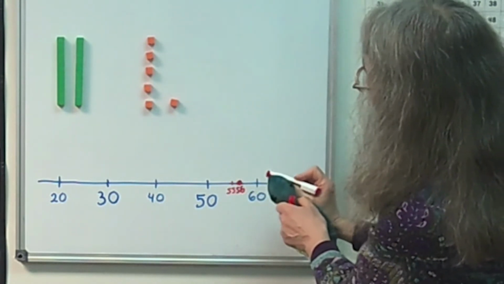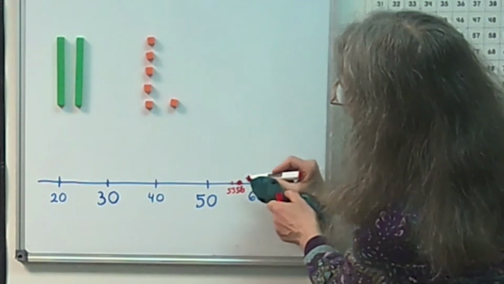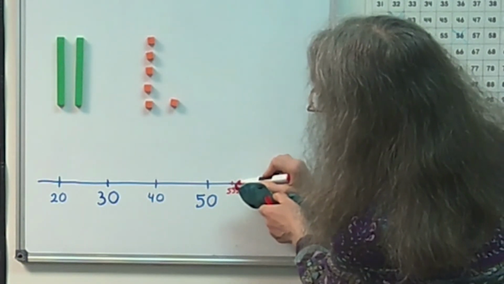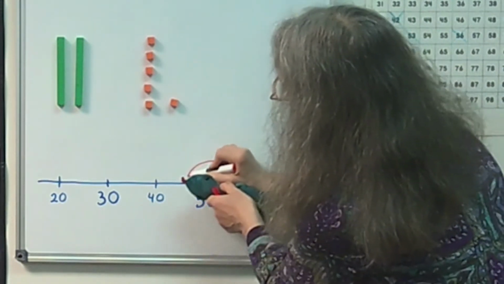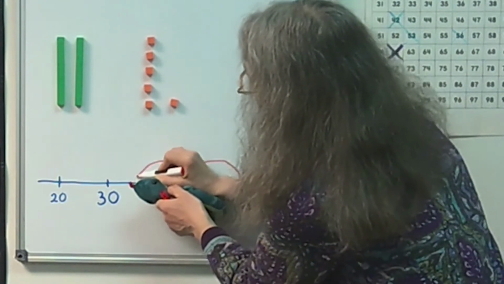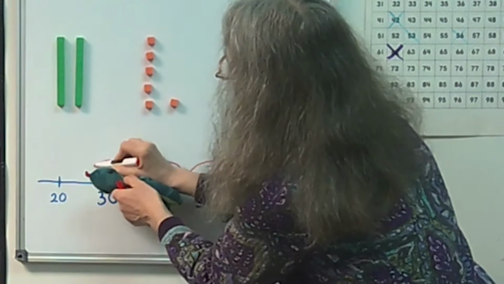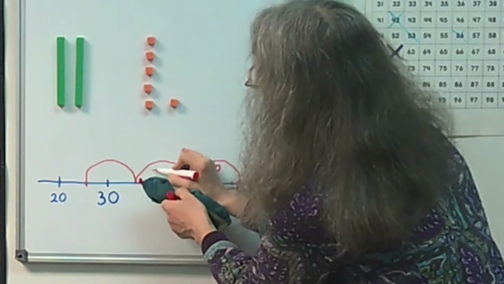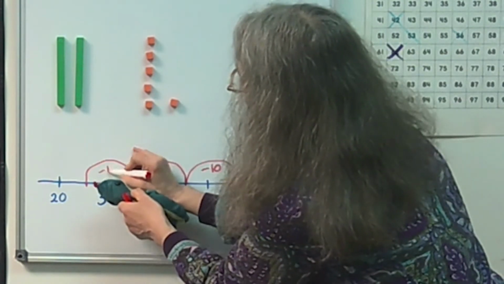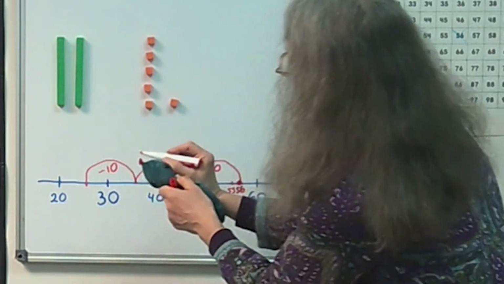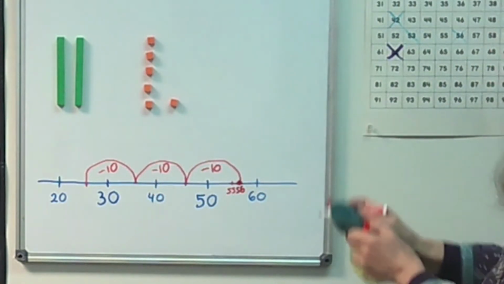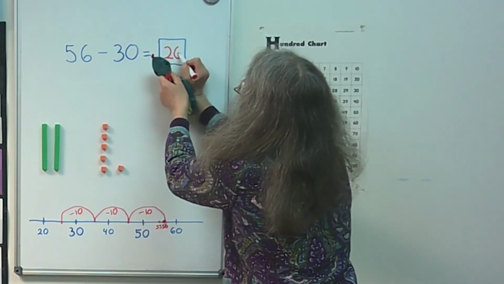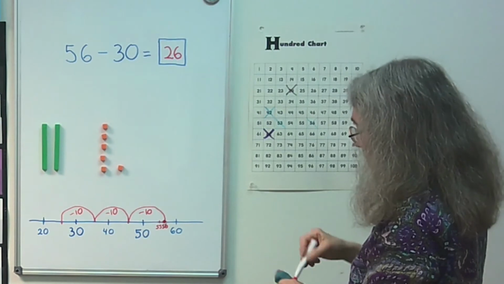56. And we are going to count back tens. Ready? 56. 46. 36. 26. And each jump was minus 10, minus 10, minus 10. And hey, we got to that 26 just like everybody else. Do I get to write it in? Yes, Verdi, you do. Okay, 26. That's our answer. Good job, animals.